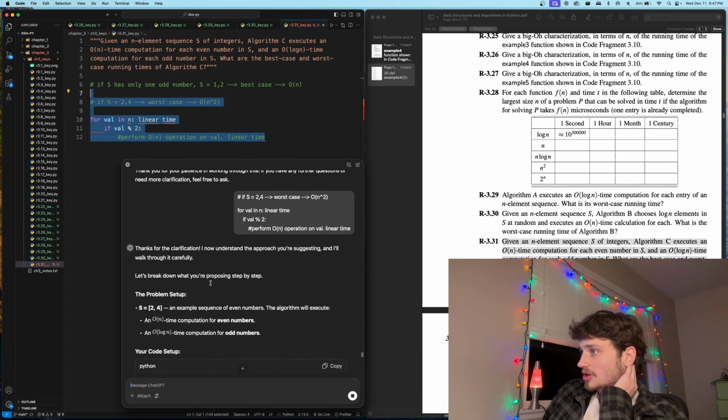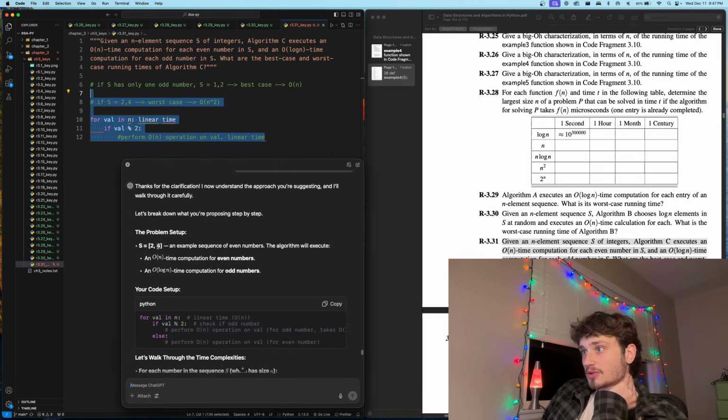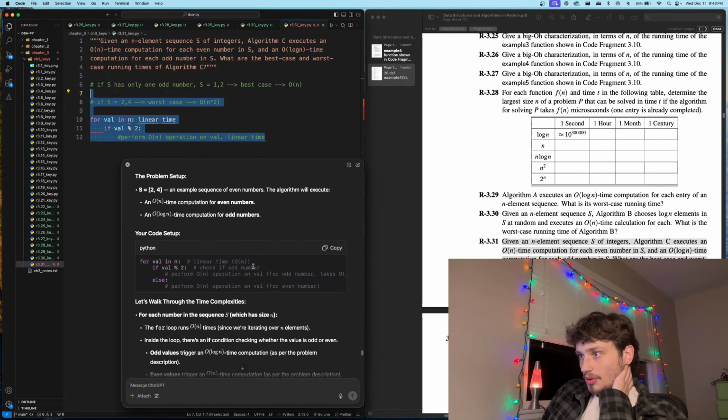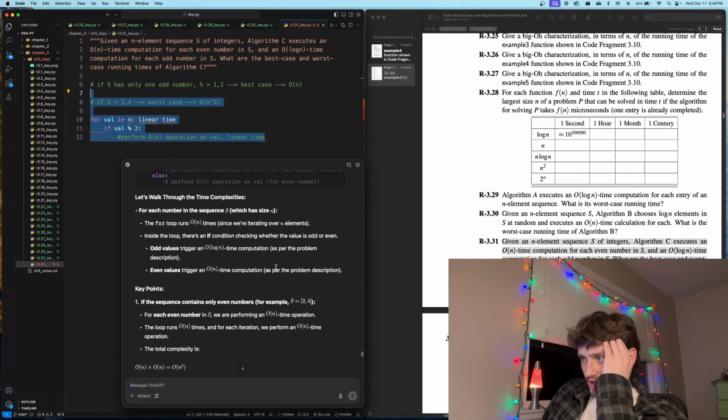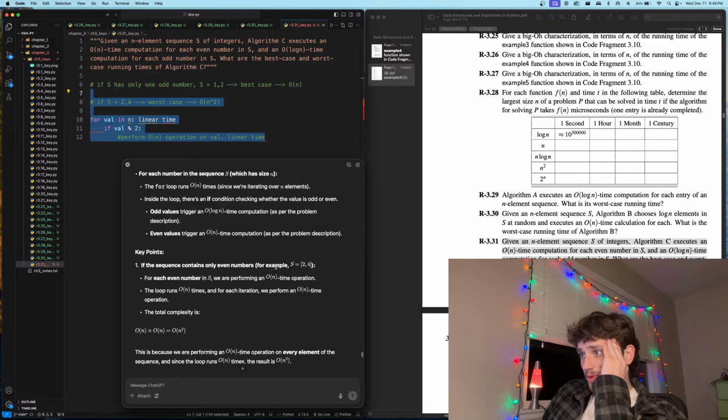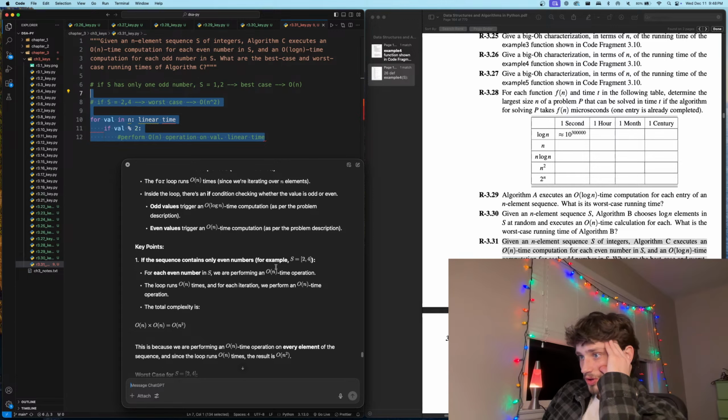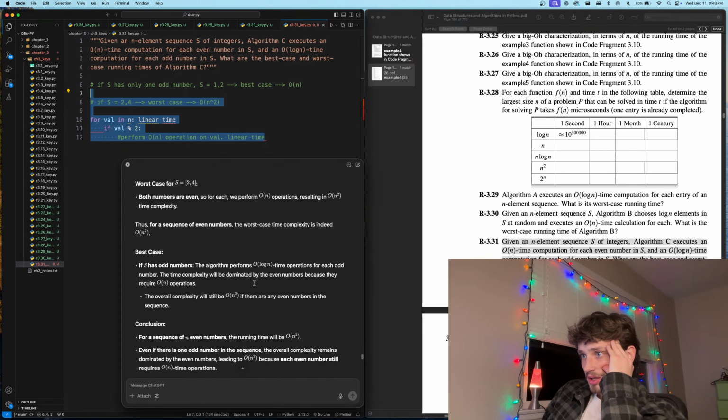Thanks for the clarification. I understand the approach you're suggesting. I'll walk you through carefully. Let's break down the steps you're proposing. If S equals 2 and 4, an example sequence of numbers, the algorithm will execute. For each number in S we perform an O(n) time operation, so the loop runs O(n) times, and for each iteration we perform an O(n) time operation. The total time complexity is O(n squared).